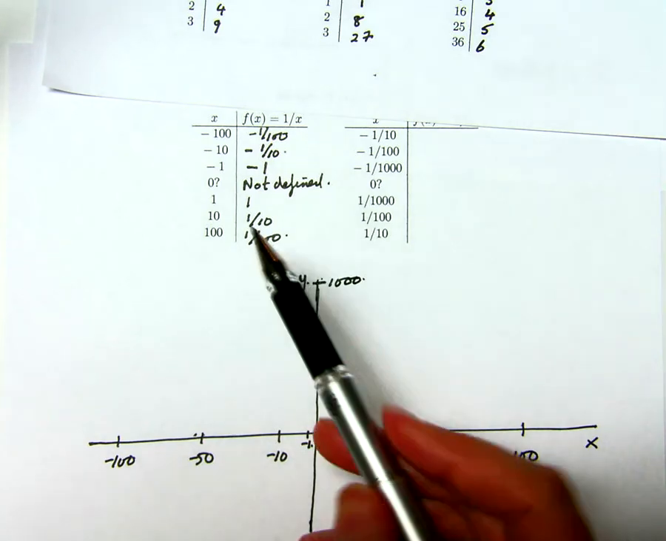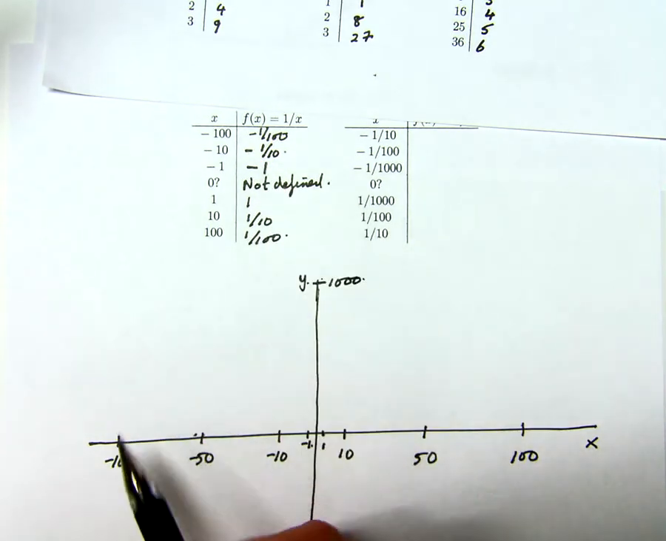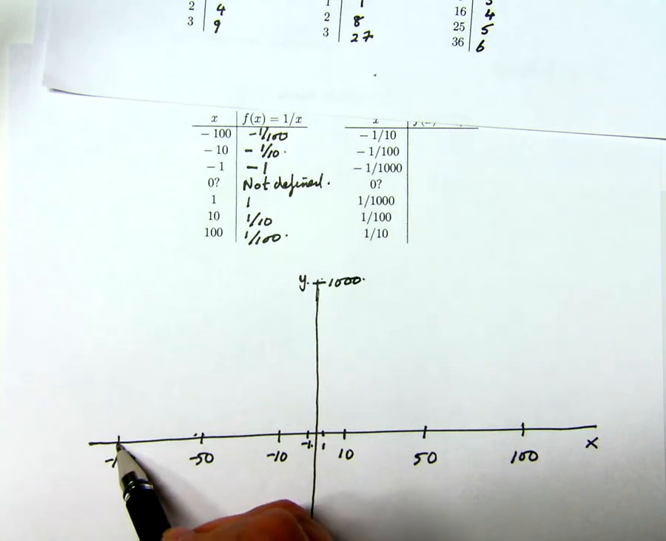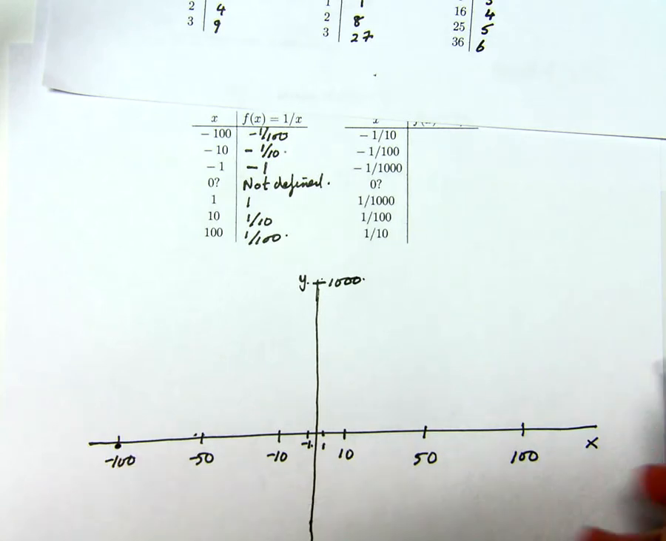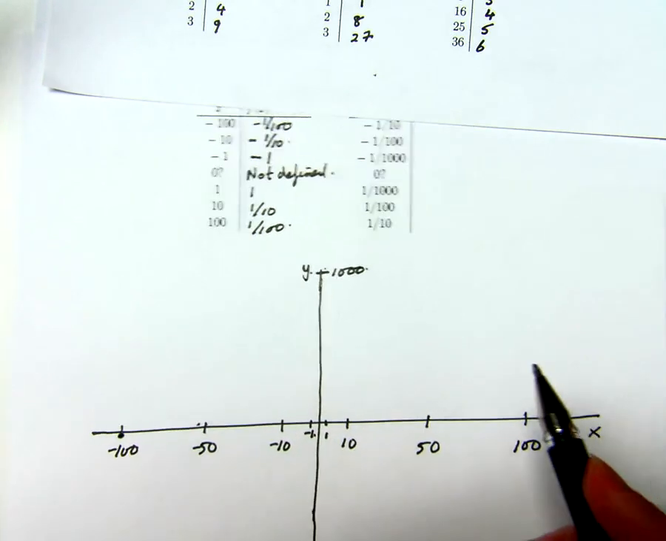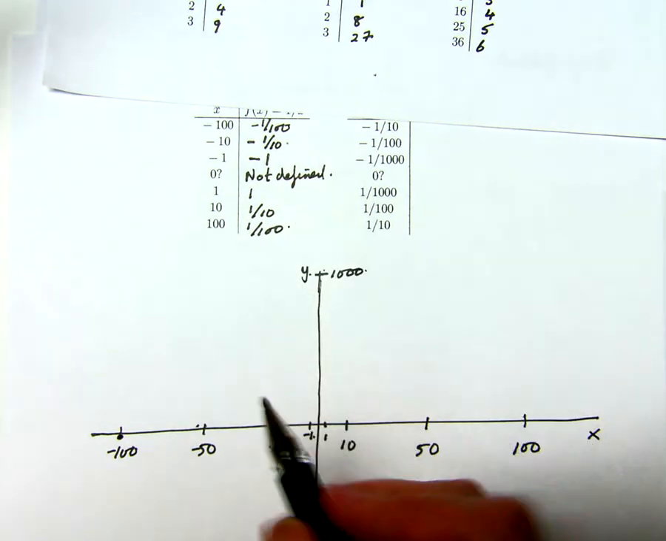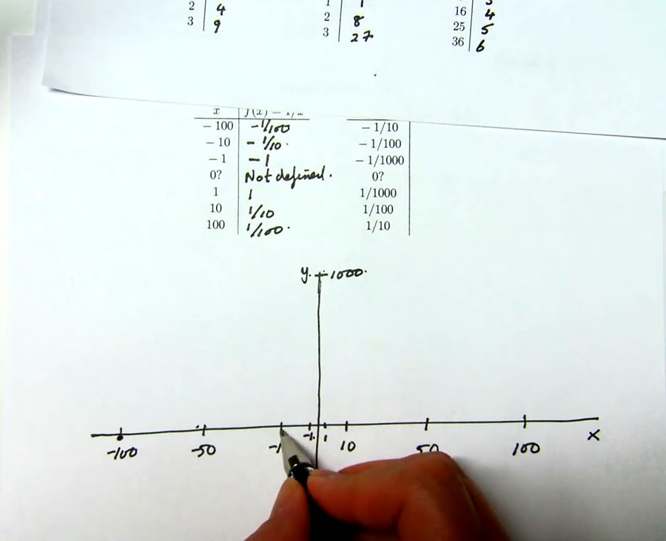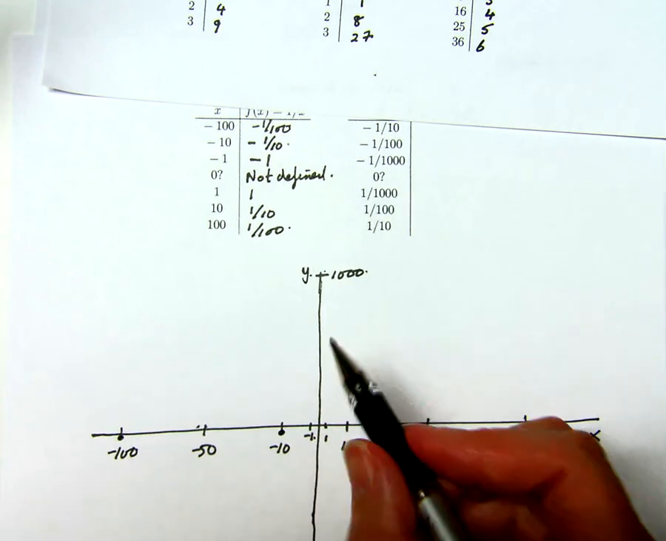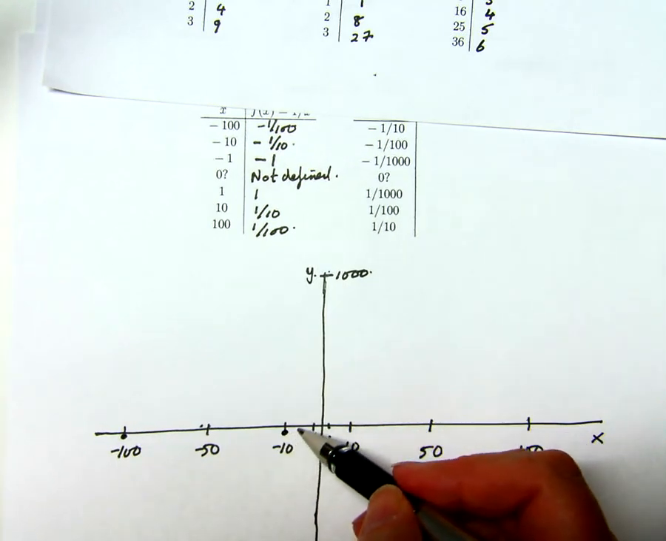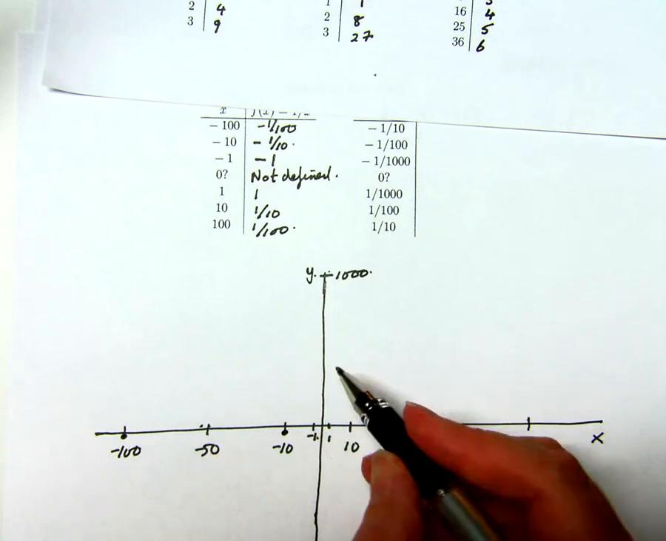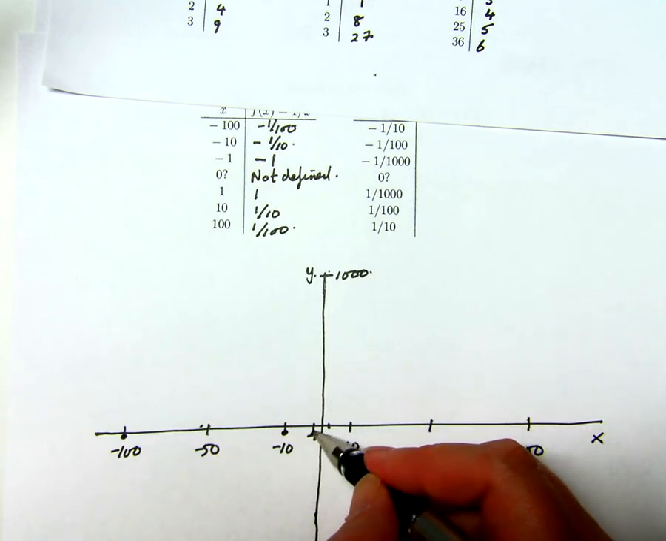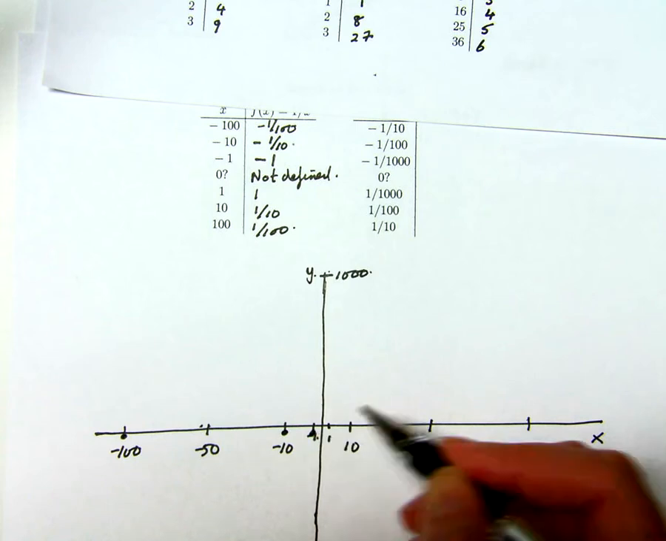So this point, negative 100, negative 1 over 100 is very, very close to the x-axis here. And it's beneath the x-axis. Negative 10, negative 1 over 10. Well, negative 1 over 10 is a little further down, but on this scale probably doesn't show up as being much further down. And negative 1, well, it's probably about here. In fact, that's probably even too much.